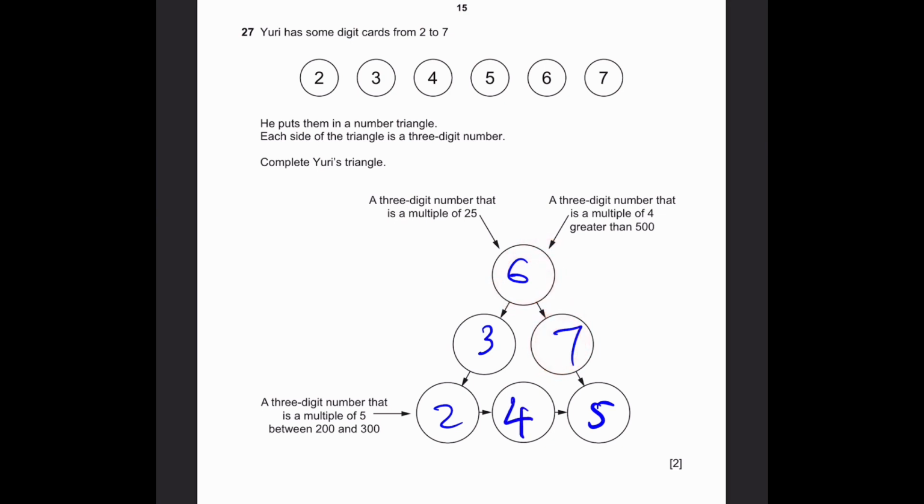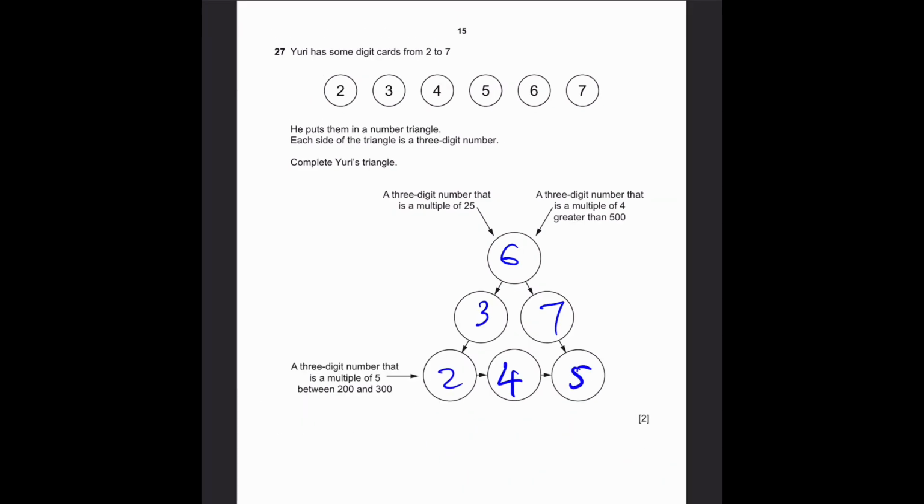And now let's check if we got our conditions correct. There's a multiple of 25, correct. That's because 25 times 27 is equal to 675. Now, a 3-digit number multiple of 4 greater than 500. This is greater than 500, and it is a multiple of 4, since 158 times 4 is equal to 632. Next, this is a multiple of 5 between 200 and 300. This is correct, and multiple of 5, yes, because it ends in a 5. And if you want proof, 49 times 5 is equal to 245. You can use a calculator and check that out. That's the answer. Question 28.